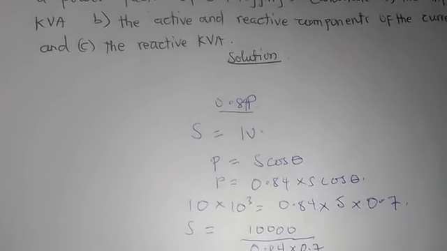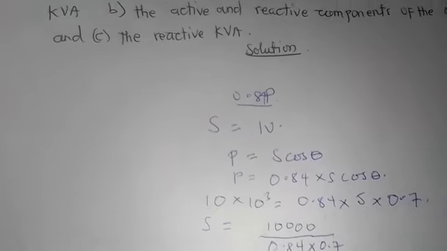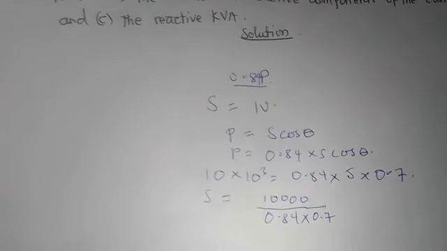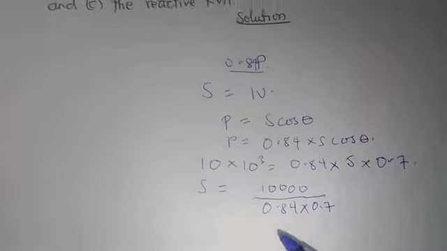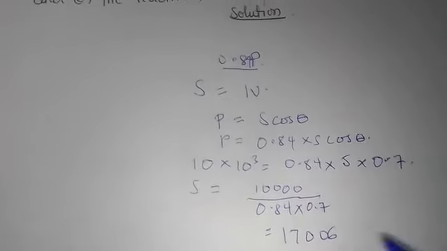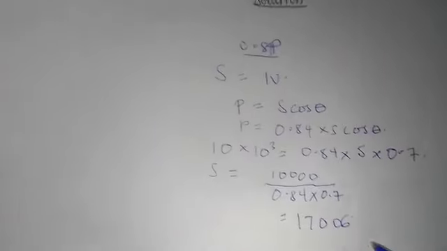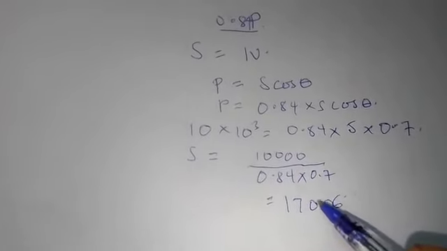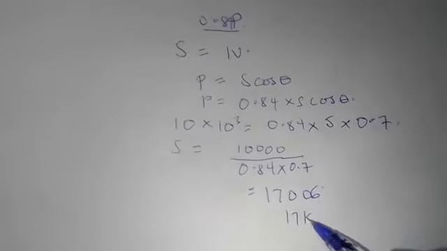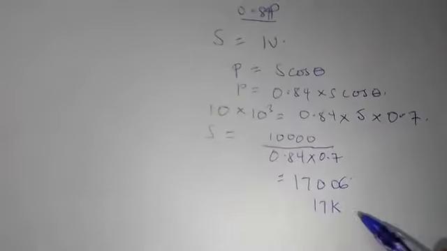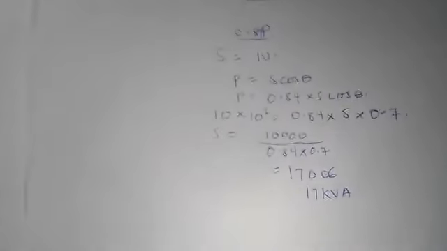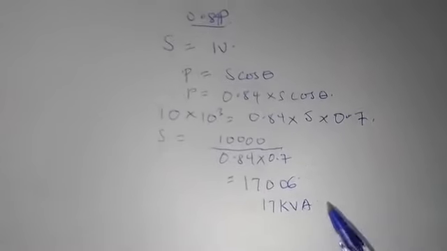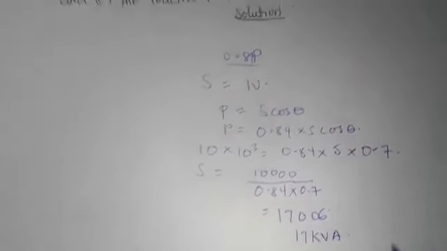So I have 10,000 over 0.7 times 0.84, and that is giving me 17,006, and this is the total power. When I write it in kilo, that is 17 kilo, and this is volt amperes. So the input kVA asked in A is simply 17 kVA, but the actual value is 17,006.